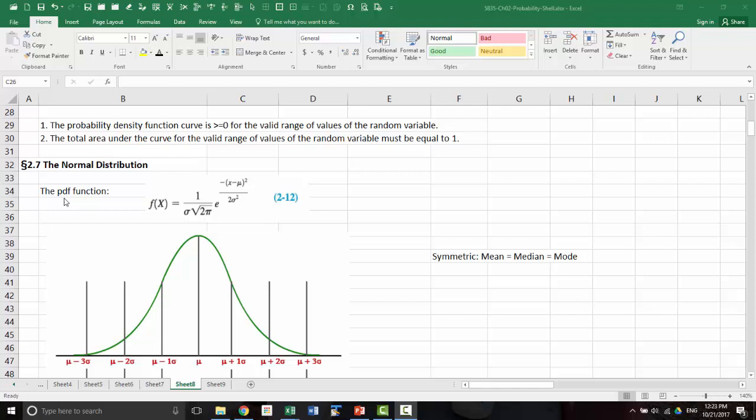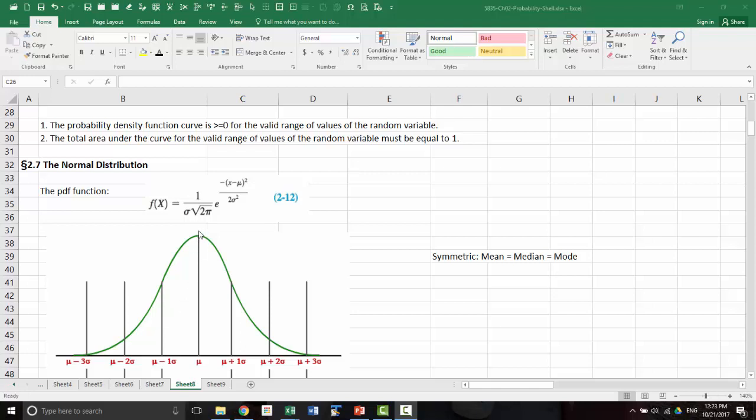The PDF, probability density function, for the normal distribution is this, and the possible range of values for x is minus infinity to plus infinity, so the entire number line. If you insert various values for x and plot f of x on the y-axis, this is the curve that you will see, the normal distribution curve. There are several properties that are apparent.